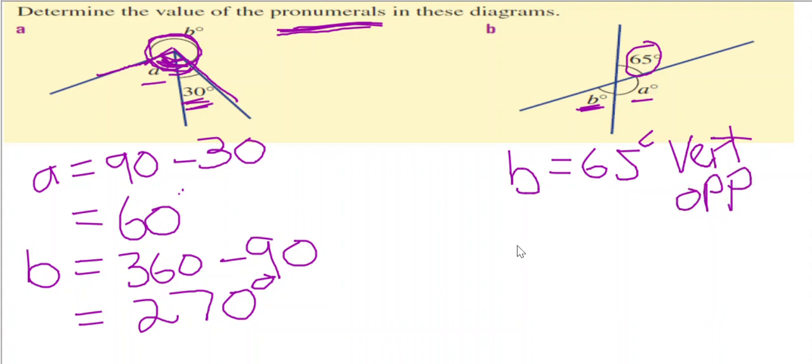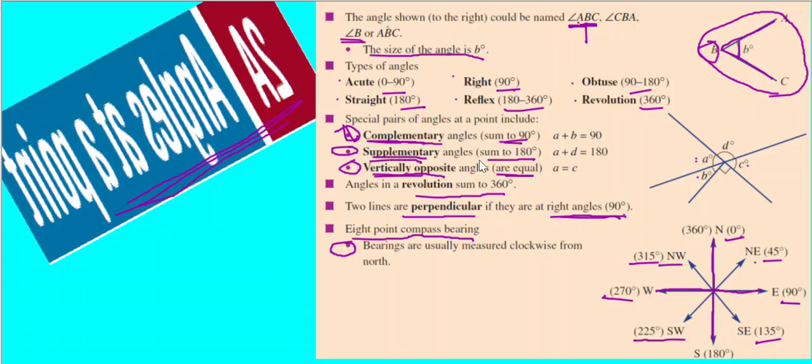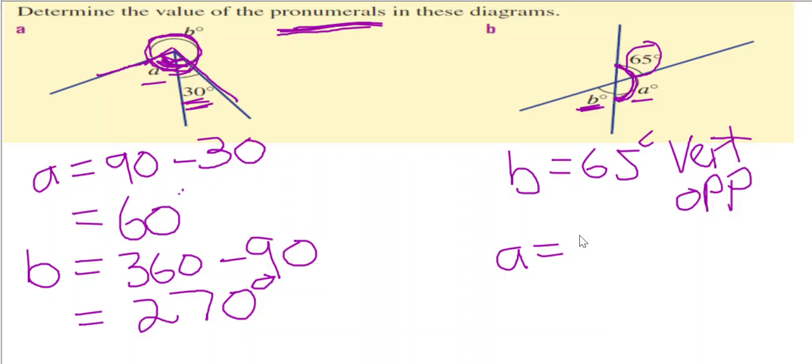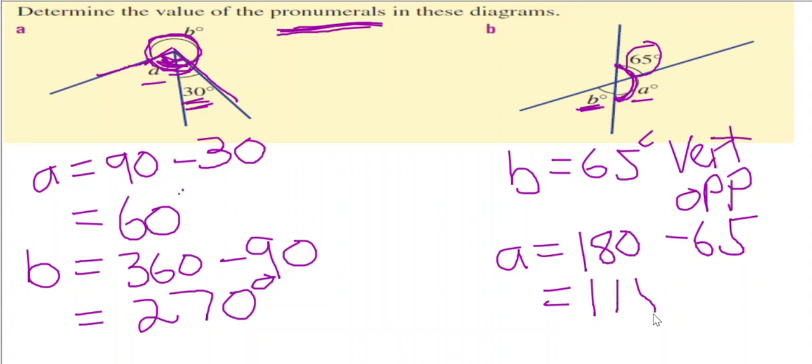Angle A, well, we can find angle A a couple of ways. I could do it with angle B here, or also with the 65 degrees. And what type of angle have we got there? It is a straight angle, and a straight angle adds up to 180. So it is supplementary. Very easy. We take 180 because it is a straight angle, and subtract our 65 degrees. 180 minus 60 is 120, take away another 5 is 115 degrees.